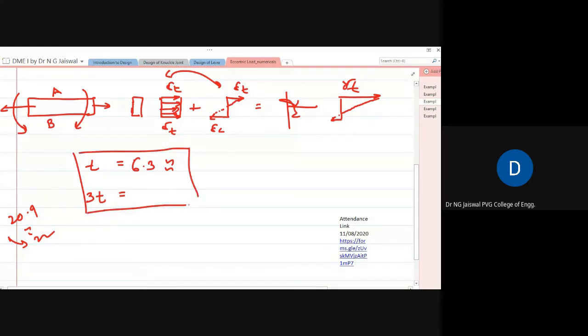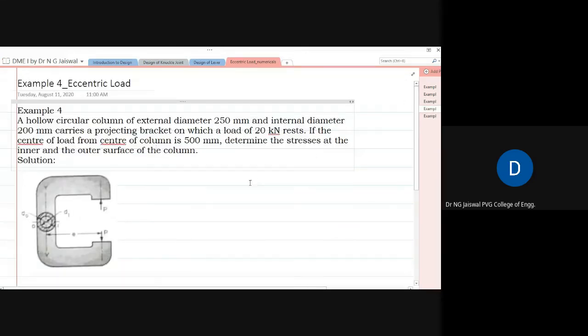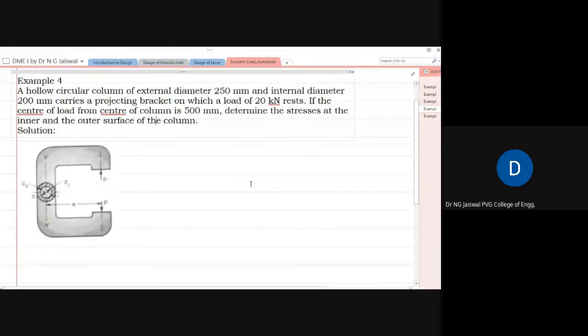So this way you get the answer. Okay, here in this numerical, the change is only that the cross section is a hollow cross section, and therefore this will affect only the value of I. I will be pi by 64 into d_o to power 4 minus d_i to power 4, this way.